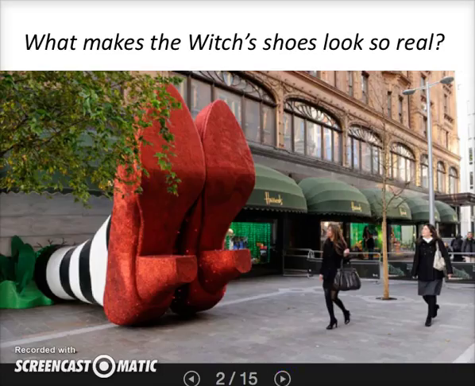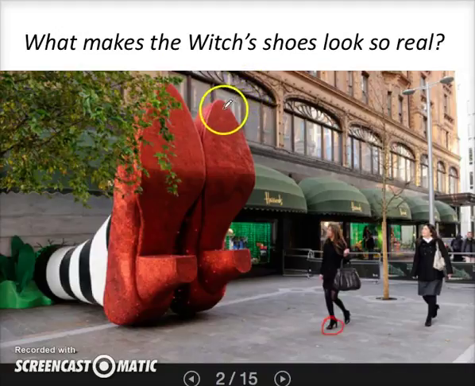What makes this witch's shoes look so real? As we can see, there are some people walking by the shoes, and the people are smaller than the shoes. Since we know that in real life a person has to be much, much bigger than a real shoe, what is it that convinces us that these shoes look real? Well, it's the way that the artist constructed them using proper ratio and proportion.